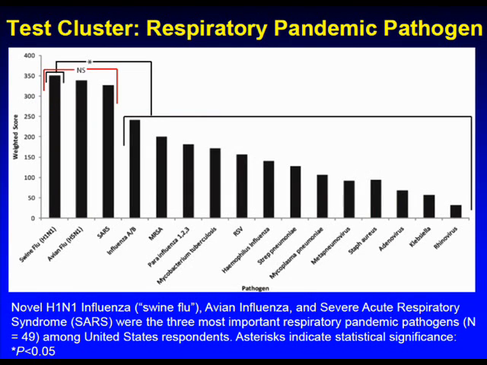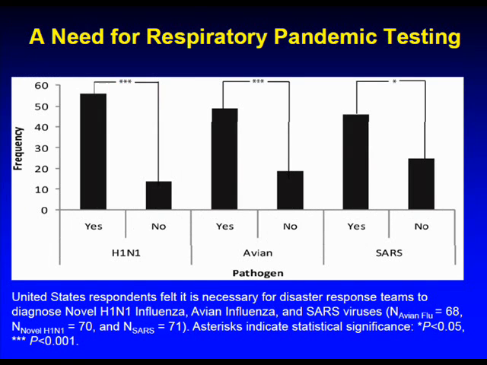This graph displays the results of the previous question. The x-axis is the pathogens, the y-axis is the weighted score. We found that novel H1N1 influenza was significantly preferred for pandemic respiratory testing by U.S. respondents. Additionally, U.S. respondents felt that it was necessary to equip disaster response teams with pandemic testing to include novel H1N1 influenza, avian influenza, and severe acute respiratory syndrome.